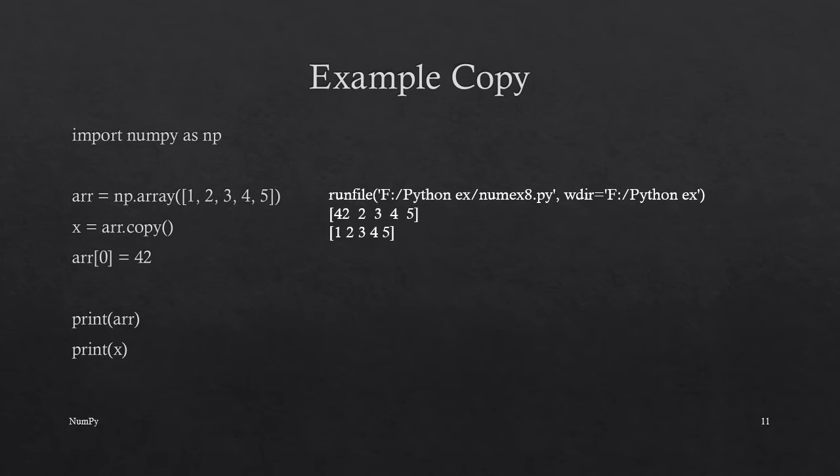See, here I have created a one-dimensional array and created a copy. And after creating the copy, ARR of 0, I'm inserting a new value to this array as 42. Then while printing ARR and X, see there's no change in the copied array. The copied array is what is copied. And there is a change in the original array since I have inserted a value 42. So this is how a copy works.